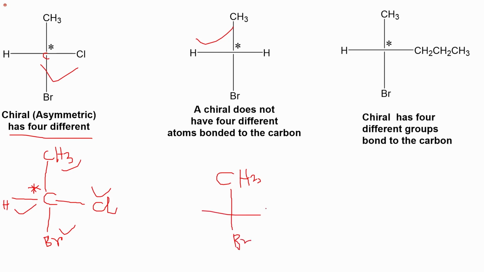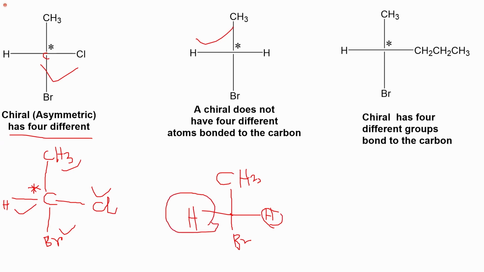Now here is one hydrogen, one hydrogen here, and one hydrogen here. Okay. So now you can see if it is a carbon center. One carbon has CH3 and Br. Two different groups are there. Now the third group is the hydrogen. And again the fourth group is also hydrogen.